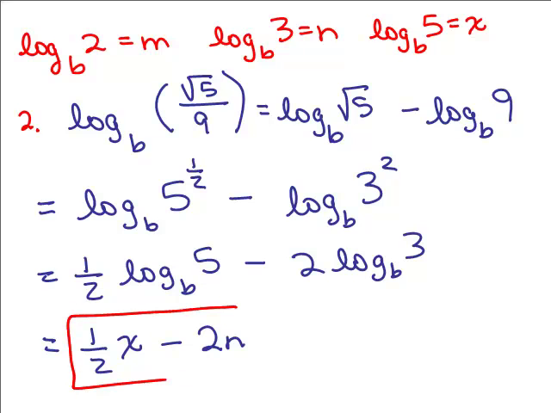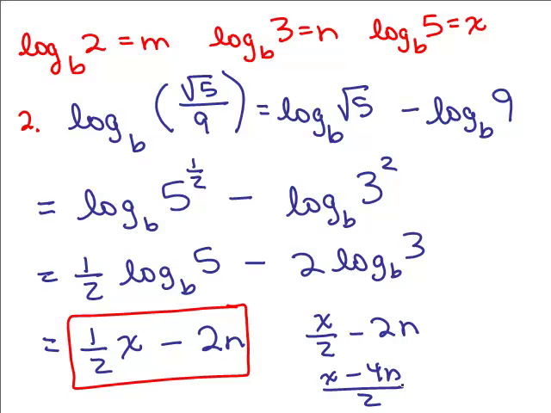Although, you know, there are other ways of writing this. You could, in other words, write it with a common denominator, or maybe you're going to write that as x over 2 minus 2n. So that's another acceptable answer. If you wanted to get a common denominator of 2 over here, you would have x minus 4n over 2, right? Because you could multiply this by 2 over 2. So in other words, there's more than one way to write the correct answer, but this is perfectly fine, 1/2 x minus 2n.